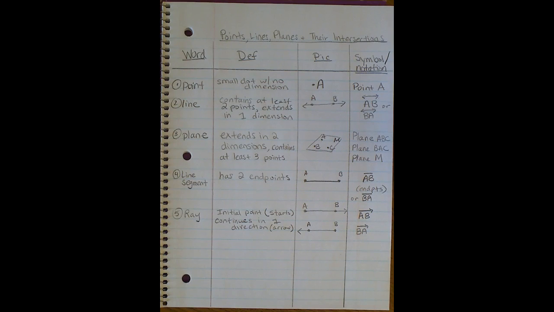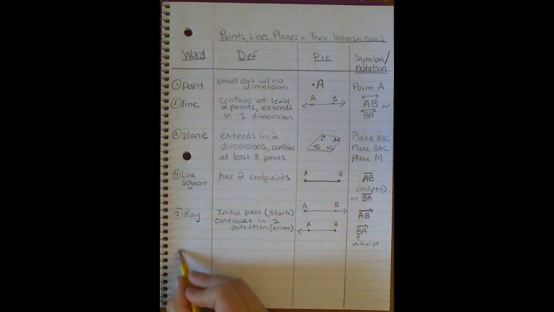So you may want to add a few notes in this column. That first point is always the initial point. Okay, so naming with the order of letters does matter on a ray, whereas with the line segment and the line, it doesn't matter which letter you put first, it does for a ray. And then your notation is always going to go to the right. Even if your ray is going to the left, you still draw the symbol to the right.